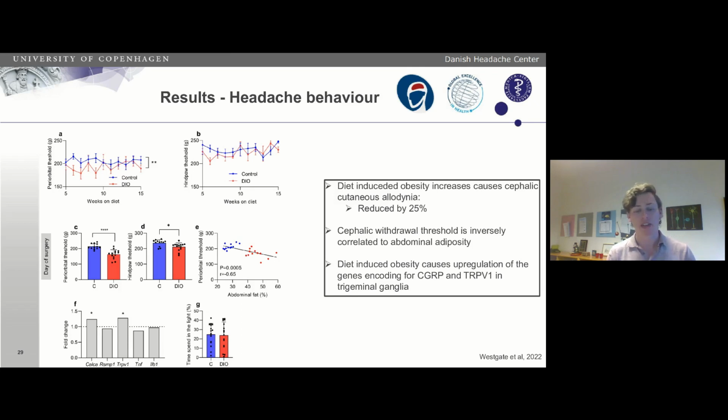What is also nice is that the periorbital threshold in these rodents is inversely correlated with the abdominal obesity, i.e. the more obese the rat, the lower its pain threshold. We also carried out qPCR on the trigeminal ganglia of these rats, where the trigeminal ganglia is the peripheral ganglia that receives neuronal input from the face. Here we show upregulation of the genes encoding for CGRP and TRPV1, where CGRP alpha is one of the main nociceptive transmitters in the trigeminal-vascular system.